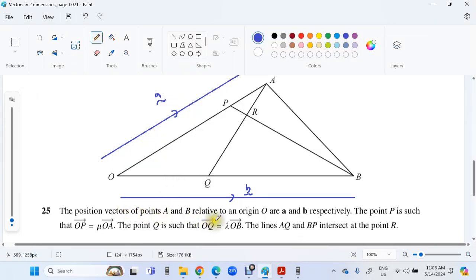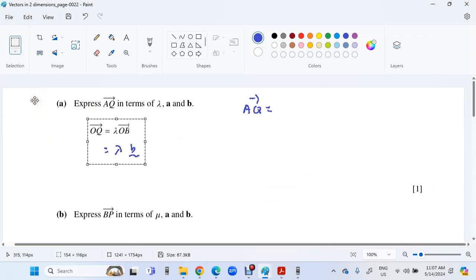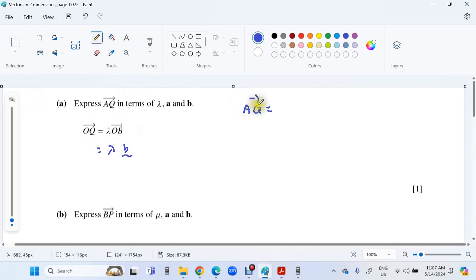We want to express AQ in terms of lambda and AB. So they want to have the lambda here. We use OQ is lambda OB. OB is B. So we know that OQ is lambda B. Now we want to have AQ. So AQ will be A to O plus O to Q.